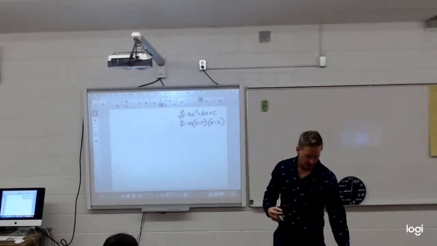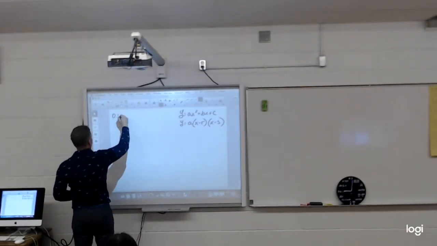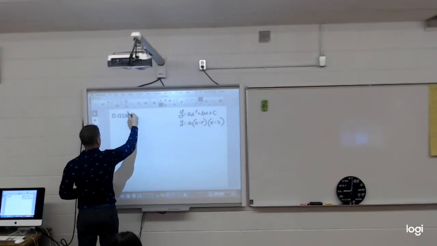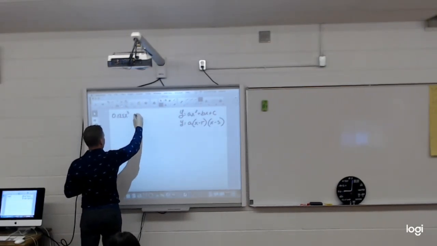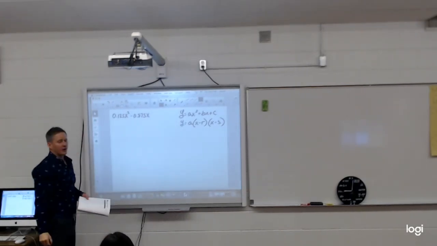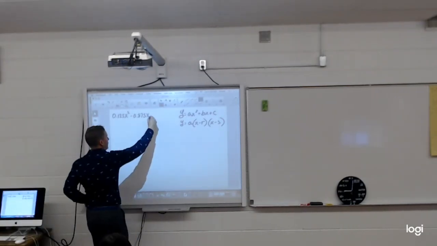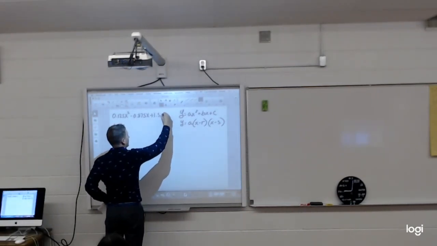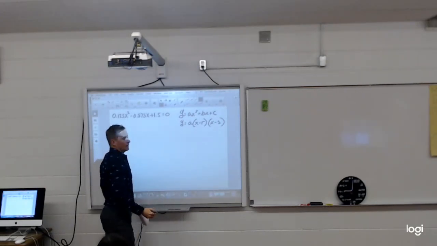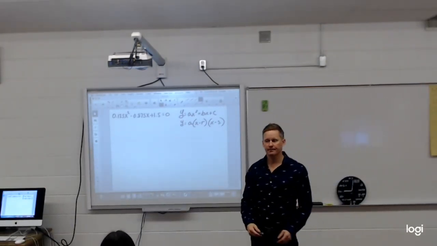Taking a look at the first example question, I have 0.125x squared minus 0.875x. Now the first step in solving all of these questions is to get it to equal 0. So I'm going to add 1.5 and get it equal to 0. That's the first step in solving any quadratic equation.